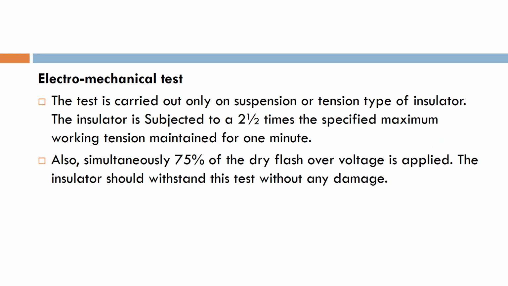Electromechanical test. The test is carried out only on suspension or tension type insulators, and the insulator is subjected to 2.5 times the specified maximum working tension. Simultaneously, 75% of the dry flashover voltage is applied. The insulator should withstand the test without any damage. This is how the electromechanical test is carried out.